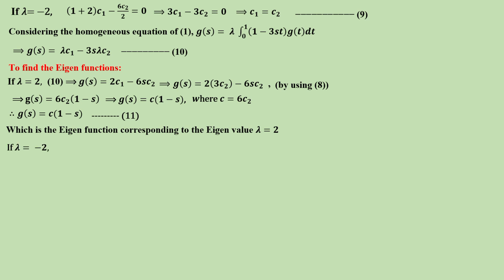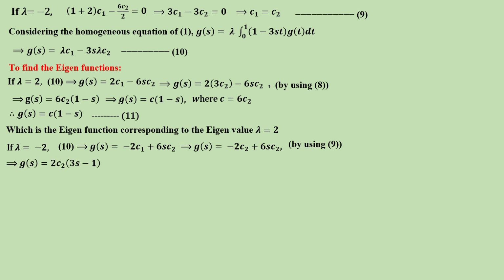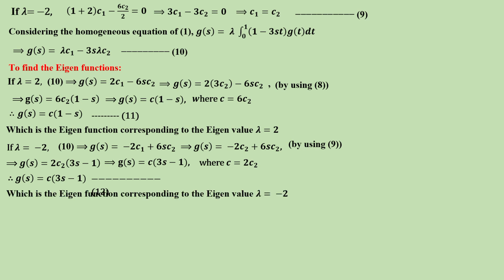If lambda is equal to minus 2, 10 implies g of s is equal to minus 2 c1 plus 6s c2. So g of s is equal to minus 2 c2 plus 6s c2, because c1 equal to c2 using 9. So g of s is equal to 2 c2 into (3s minus 1). G of s is equal to c into (3s minus 1), where c is equal to 2 c2. So therefore g of s is equal to c into (3s minus 1). This is the eigenfunction corresponding to the eigenvalue lambda is equal to minus 2.